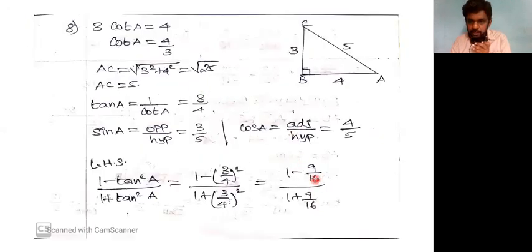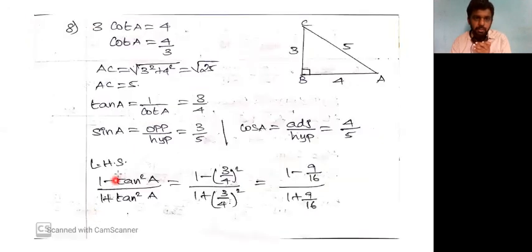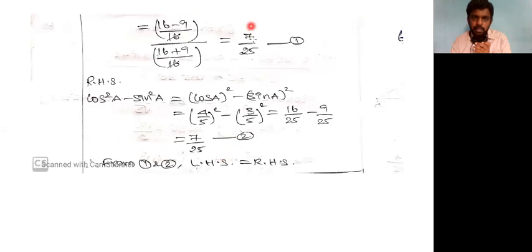We cannot cancel it here because we have addition and subtraction in the numerator and denominator. So we have to take LCM first, then now we can cancel the denominators. So 16 minus 9 is 7, 16 plus 9 is 25. So LHS is 7 by 25. Keep it as the first equation.